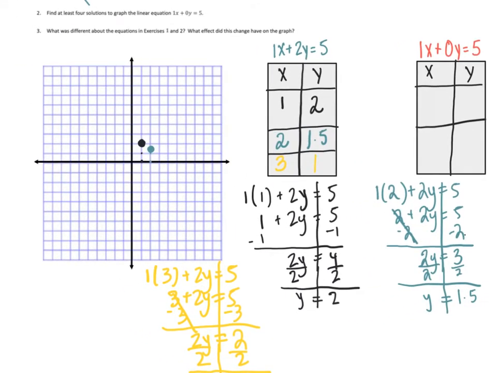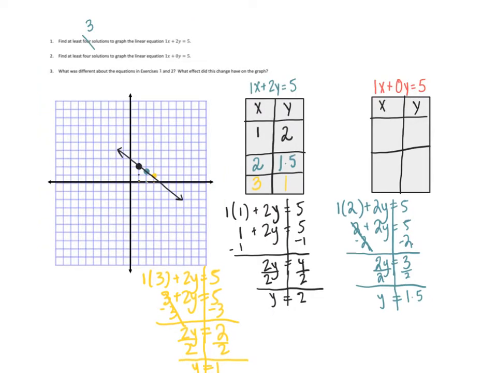So I'm going to plot this. I'm going to go over 1, 2, 3, and y is at a 1. So I have 3 numbers right there. I'm going to draw my line through my side. All right, I'm done with number 1.